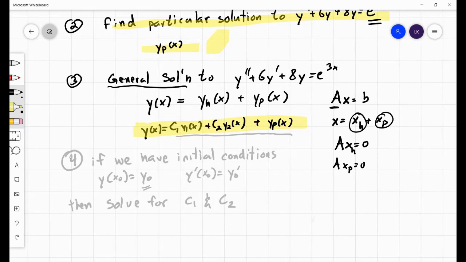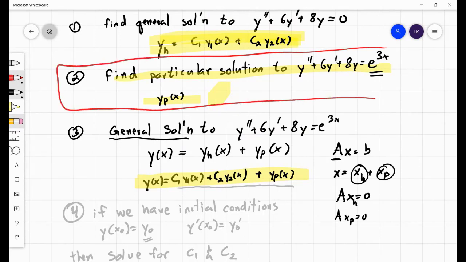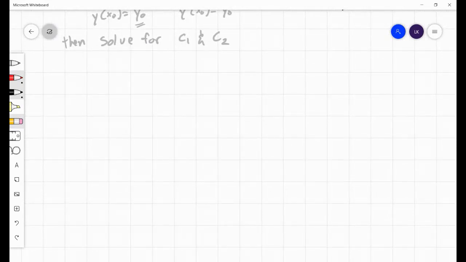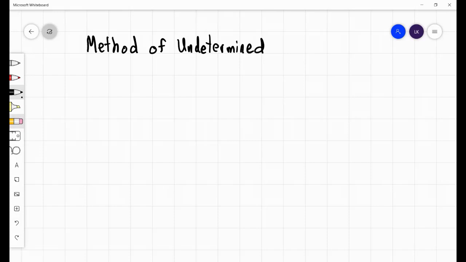All right, but what we're after really in this part of the review is a method for finding a particular solution. The method we're going to look at is called the method of undetermined coefficients. It's a method to find a particular solution to a non-homogeneous equation.